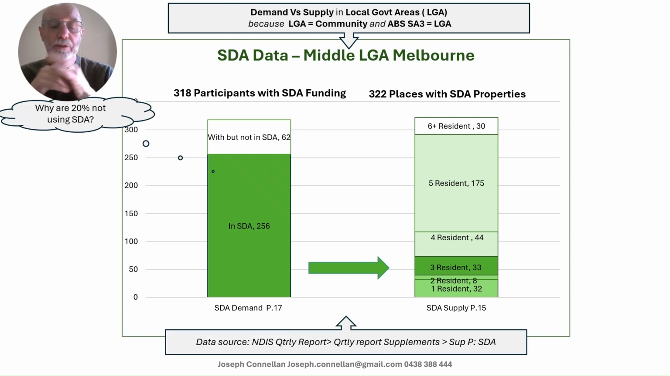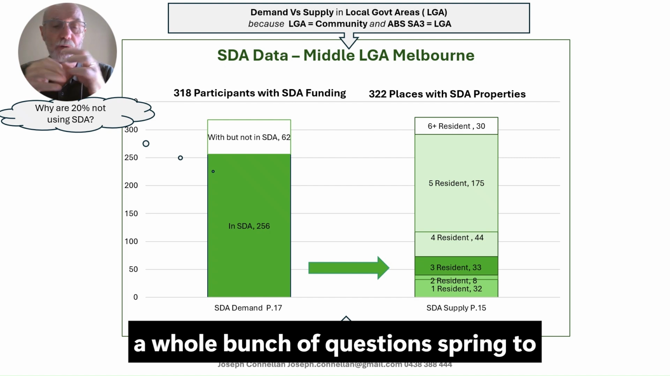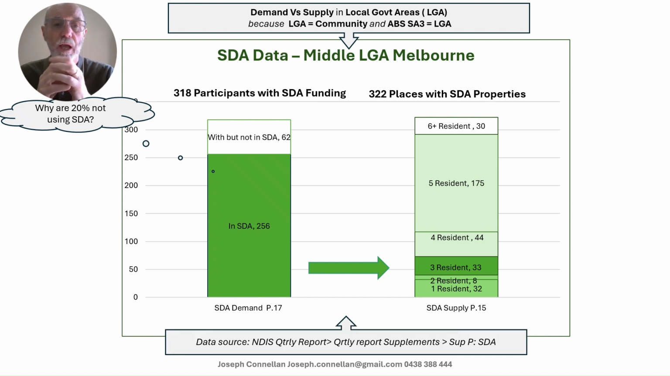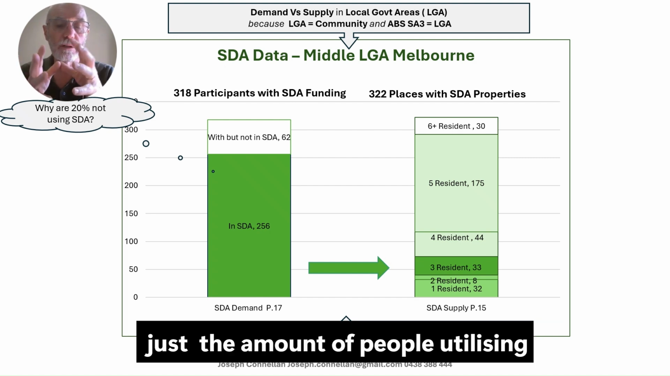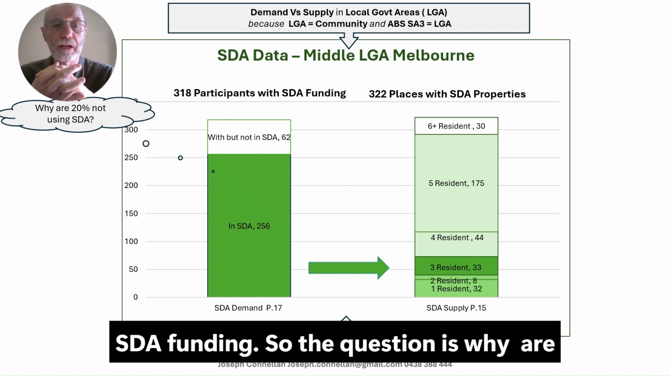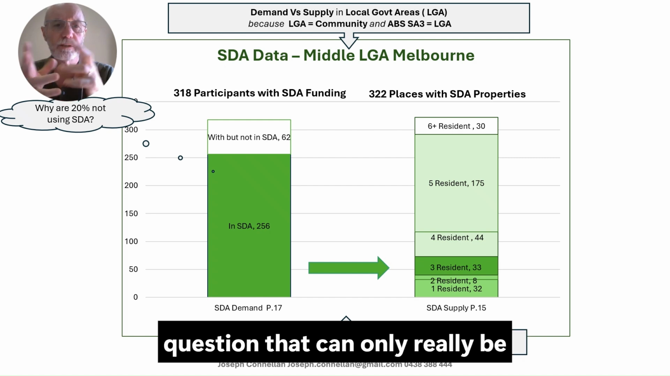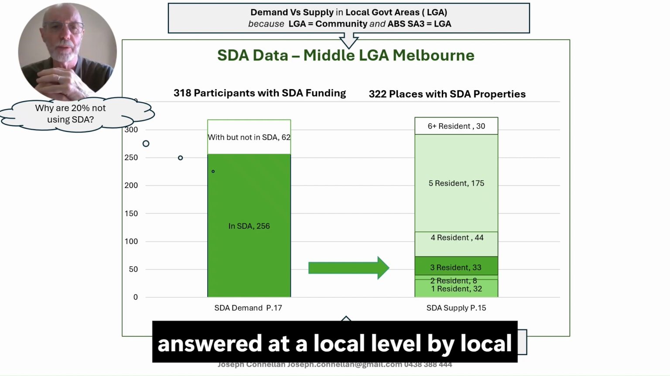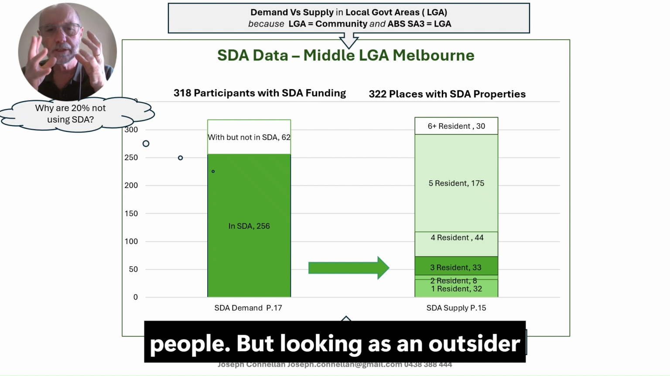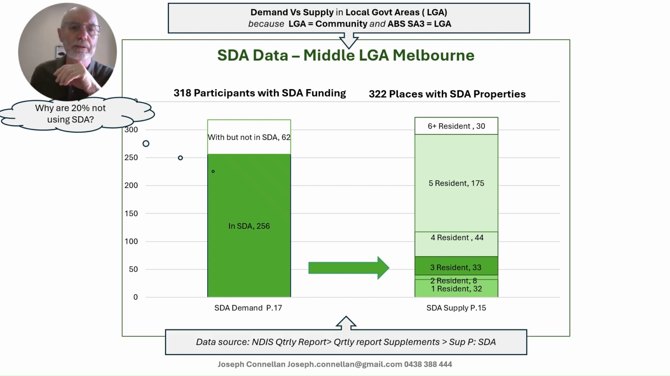So when I've got this set of data coming up, a whole bunch of questions spring to mind. The first one is the amount of people utilising their SDA funding. So the question is, why are 20% not utilising their SDA? This is a question that can only really be answered at a local level by local people you would know, but as an outsider looking in, that's the first question.